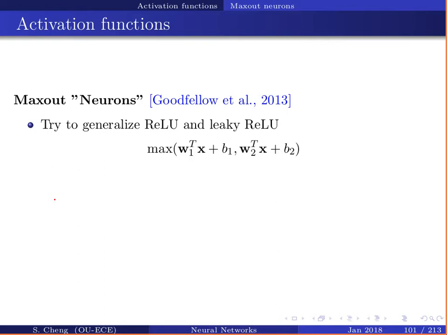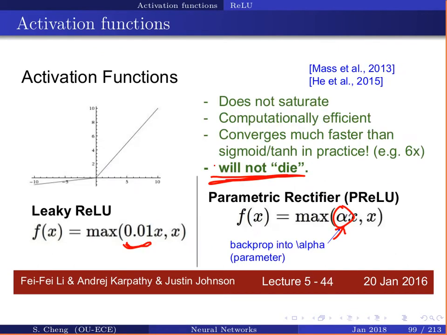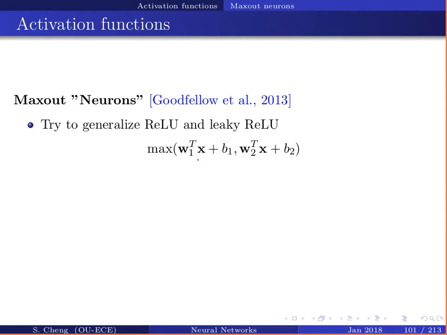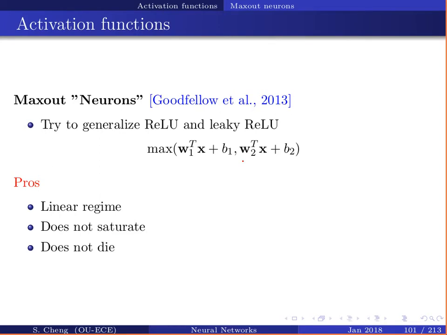We can go even a little more complicated. Let's say we have the max function of two different linear functions. We can go pretty general. If you pick this choice, you have many more parameters, you just double the amount of parameters. As I mentioned here, apparently it's linear, does not saturate, and will not die, and so on. But then you really double the amount of parameters.